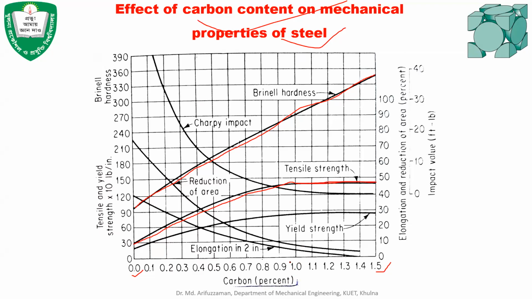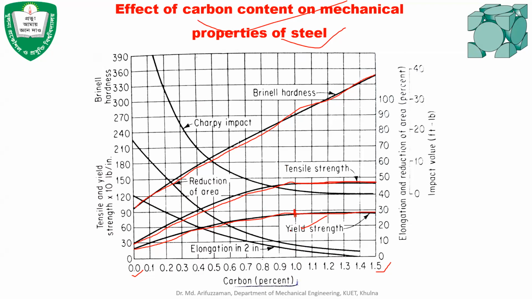Up to 1% carbon, tensile strength increases. At the same time, yield strength shows similar behavior. Up to 1% carbon it increases, but above 1% carbon there is no change in the yield strength in the case of the tension test.